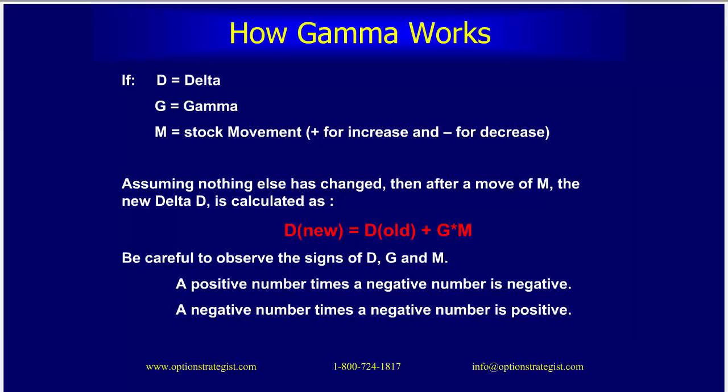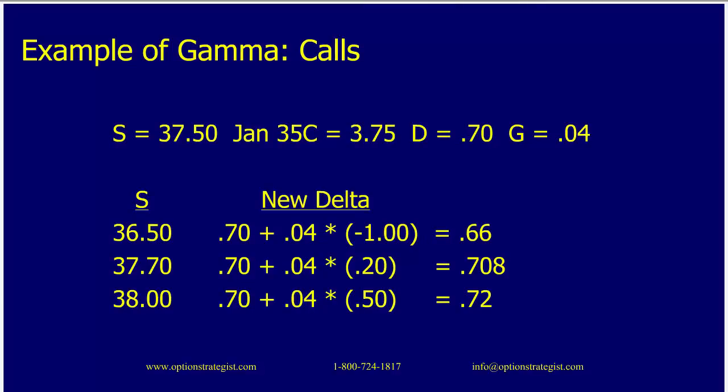Okay. I have an example here, or a couple of examples. So, example of gamma for a call. We have the stock at 37.50. The Jan 35 call is 3.75. The delta is 70, and the gamma is 4. So what we use gamma for is to calculate the new delta. So our new delta, if the stock goes down $1, we multiply the 0.04 gamma by -1. Added to 70 is 66.